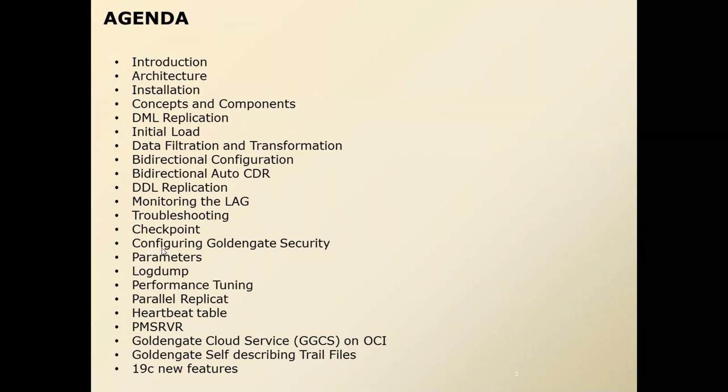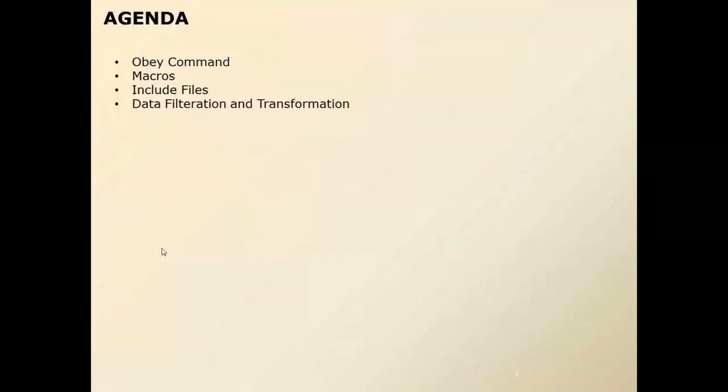What are the different parameters in Oracle Goldengate and parameter files? Log dump utility of Oracle Goldengate. How to read the trail files? How to do performance tuning of Oracle Goldengate? Then parallel replicat is the new feature of Goldengate. Heartbeat table, automatic heartbeat table, how you can implement. Performance metrics server, which is again a new feature. Goldengate cloud service, which is available on OCI. Self-describing trail file of Goldengate. 19c new features, OBEY commands, macros, include files. So all these things and much more will be covered in detail during the training.